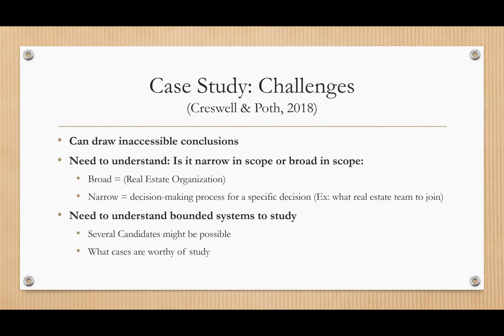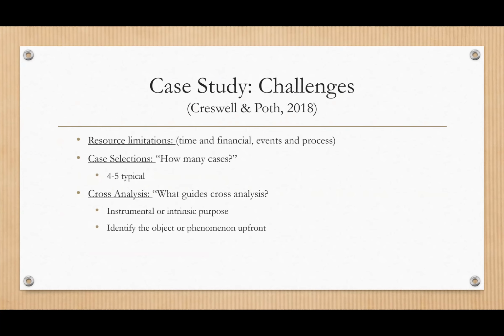Also, a challenge that a person needs to be aware of is understanding bounded systems to study. So whether there's going to be several candidates and who might be possible in the study, or the right person in the study, and then what cases are actually worthy of the study that people want to learn about. Furthermore, there could be research limitations, which could be time and financial, maybe even understanding the events in the process. Case selections can be a challenge. The question is how many cases? A lot of times, typically, it's between 4 to 5 cases that will be researched.